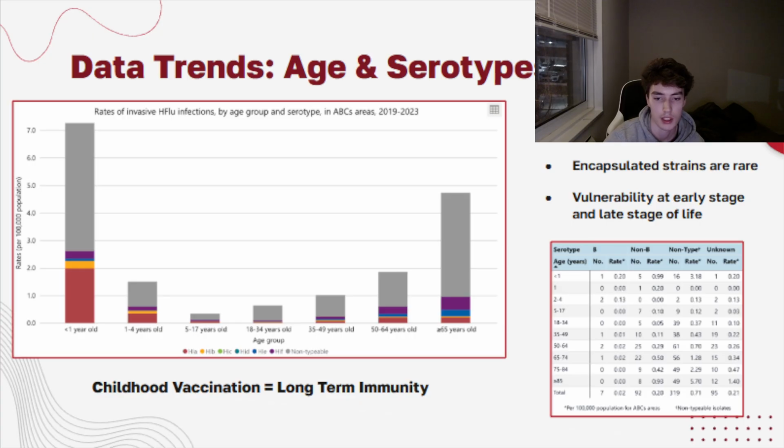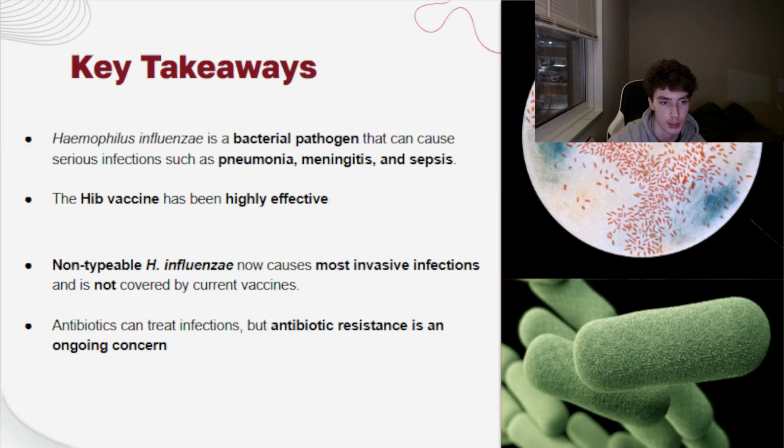The other thing that I want to mention is that HIA is very prominent in the early years, especially in infancy. This isn't because it is a super virulent or pathogenic strain. This is just because there's no vaccine for it, and in your infancy, you are very vulnerable to these pathogens. So yeah, all right, let's talk about some key takeaways.